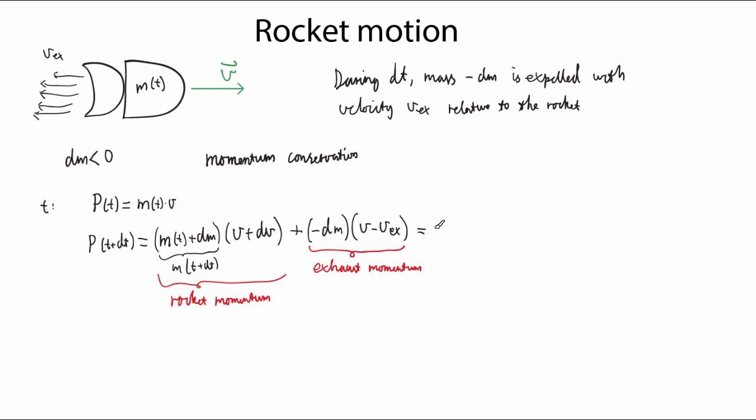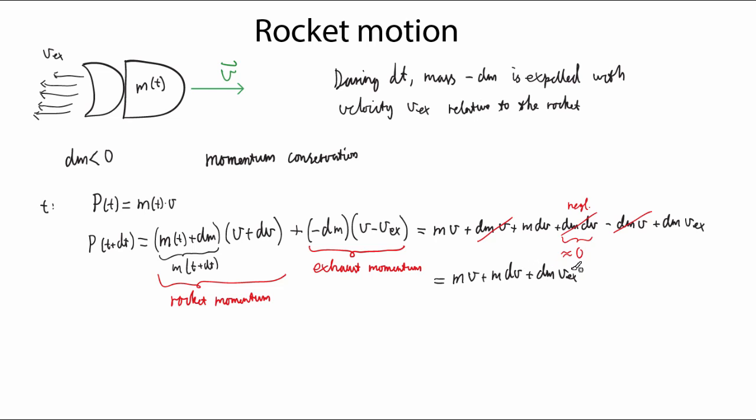Then we just have to write this out, all these terms. We can see that this term cancels against that term. This term here is doubly differential, so that's approximately equal to 0. We can ignore it. It can be neglected. So that is therefore equal to mv plus m dv plus the v exhaust term.